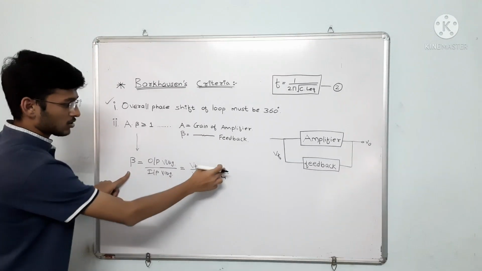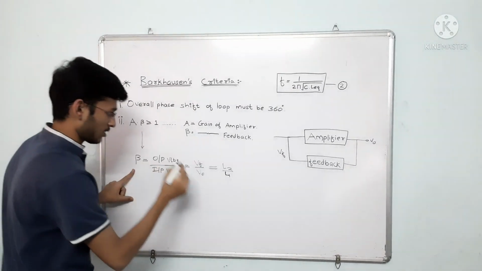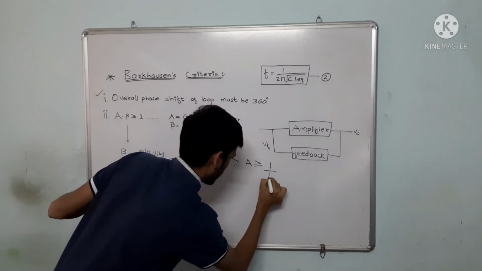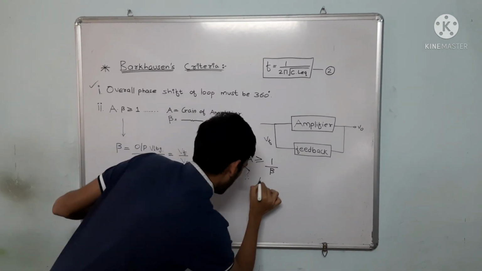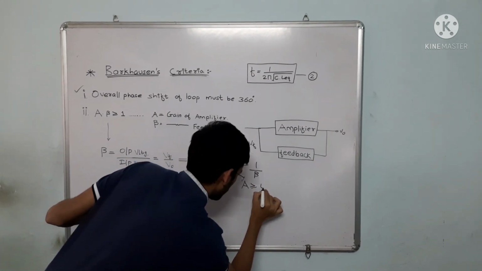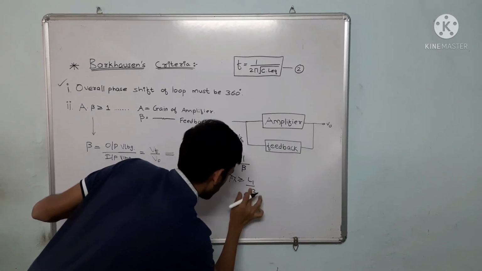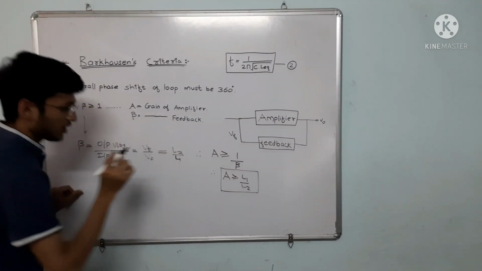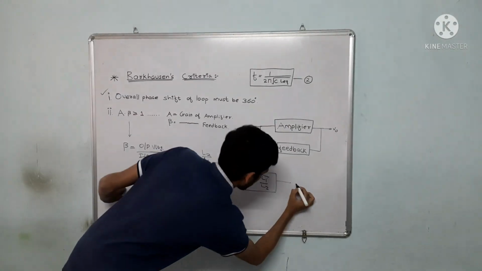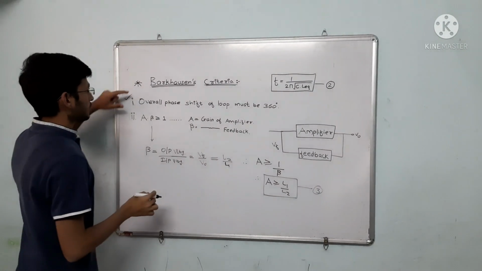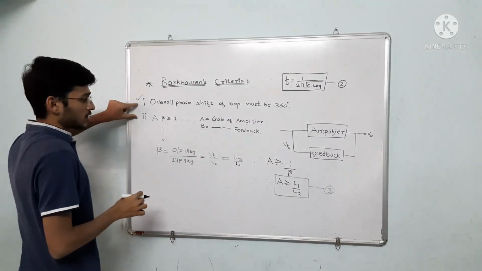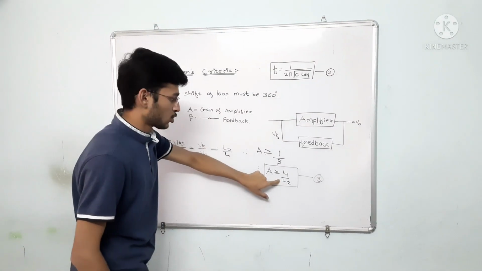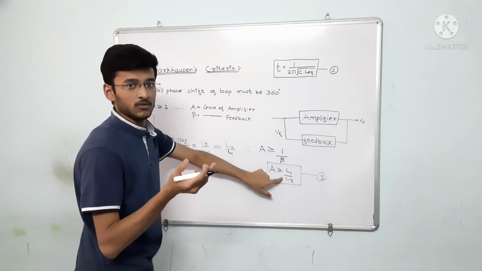Now putting beta is equal to L2 upon L1 in this equation, we get that A is greater than or equal to 1 upon beta. Therefore A should be greater than or equal to L1 upon L2. With simple mathematical logic, we get the equation. So from this equation we can conclude that for satisfying the Barkhausen criteria, that is satisfying both the conditions, we need that L1 upon L2 should be 1 or greater than 1.